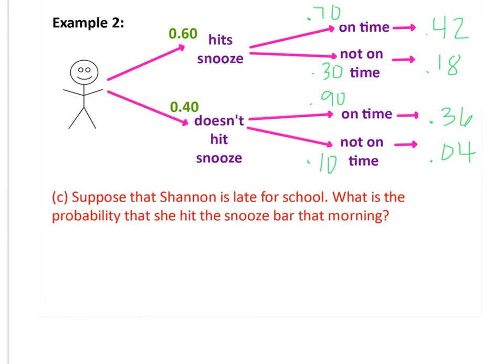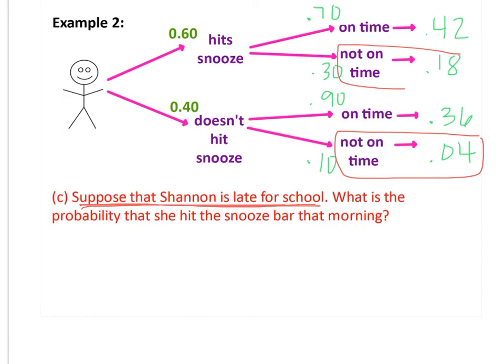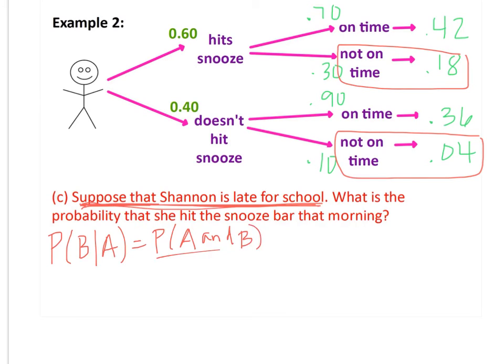So part C says, suppose that Shannon is late for school. What is the probability that she hit the snooze bar in the morning? So this is a conditional statement. How I know it's conditional is because it says, suppose that Shannon is late for school. It tells me that she's already in one of these categories, the not on time category. So given that she's late for school, what is the probability she hit the snooze bar in the morning? I'm going to write out my conditional formula. The probability of B given A is the probability of A and B divided by the probability of A, or of the given.